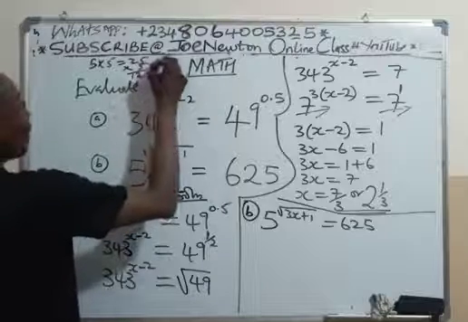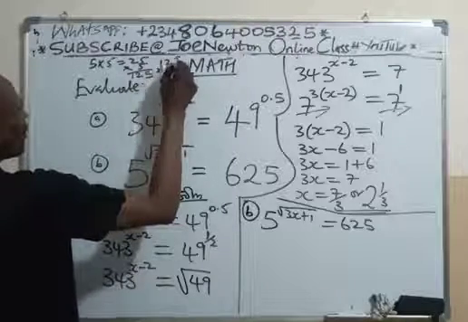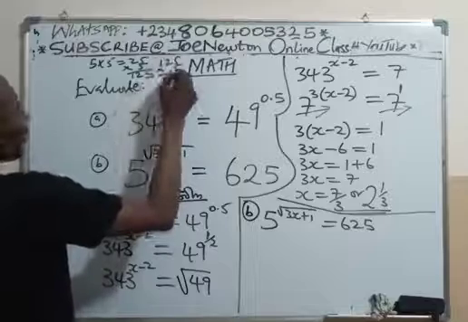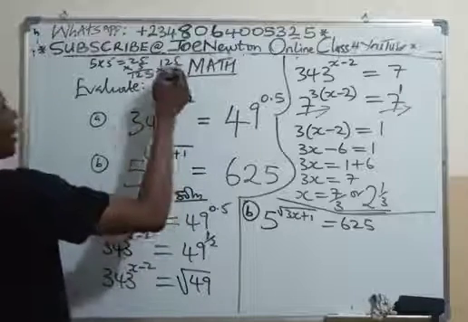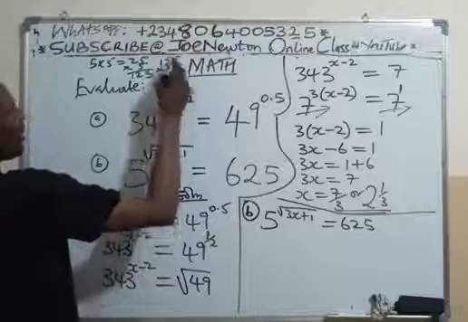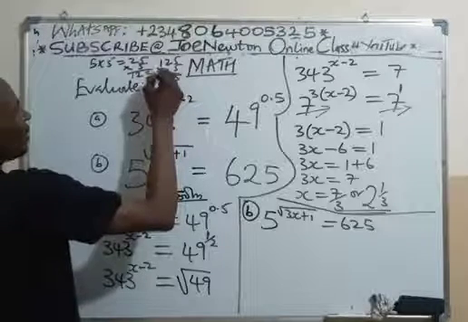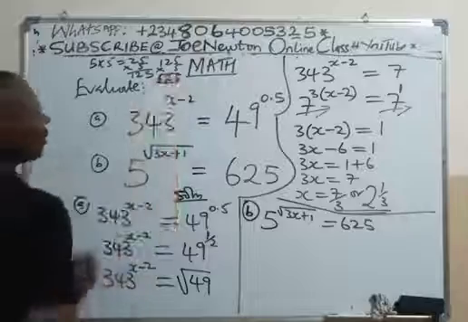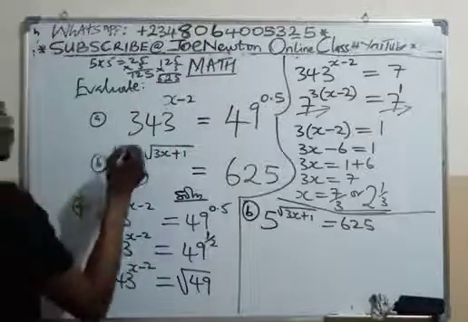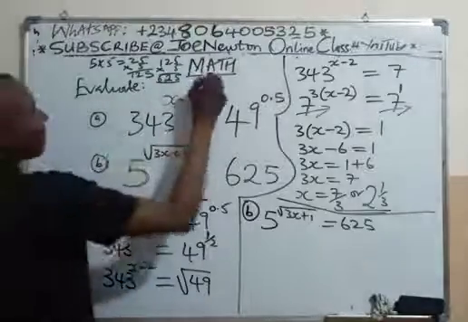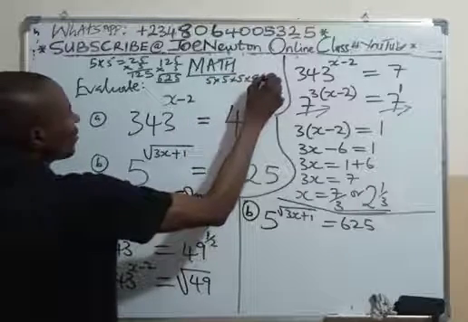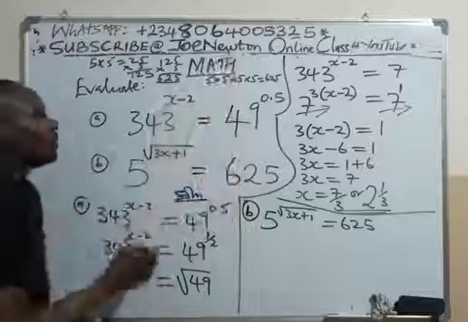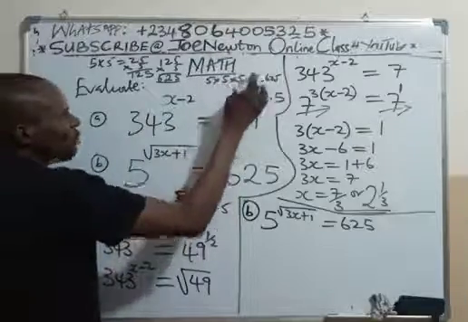Then 125 times 5. 5 times 5, you have 25. Write 5, carry 2. 5 times 2 is 10 plus 2, you have 12. Write 2, carry 1. 5 times 1 is 5 plus 1, have 6. So by virtue of this, I have deduced that 5 times 5 times 5 times 5 is equal to what? 625. Which means 5 raised to the power of 4.